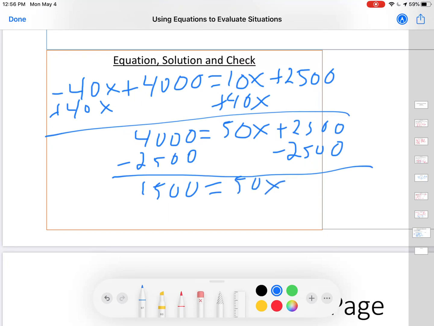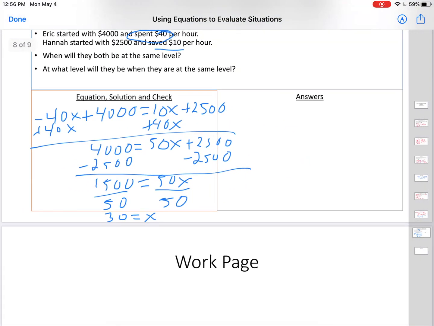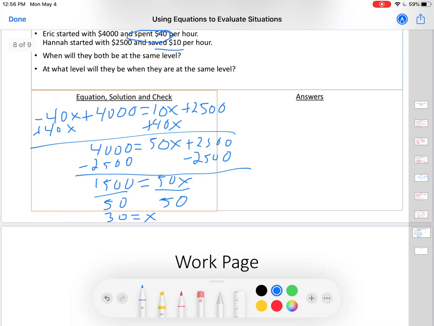1,500, that means they are $1,500 apart at the beginning. Divide by 50, divide by 50. 1,500 divided by 50 is 30. So it will take 30 turns for them to be equal. Each turn is an hour. So therefore the first answer, when will they both be at the same level? The answer is 30 hours. And that's this question.